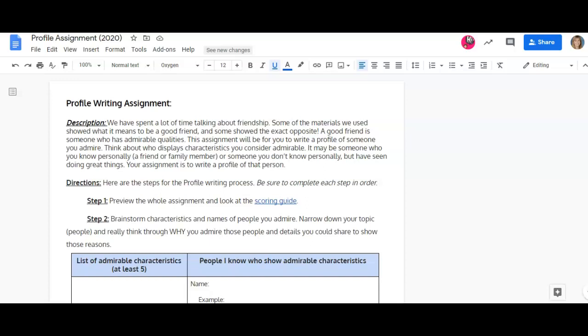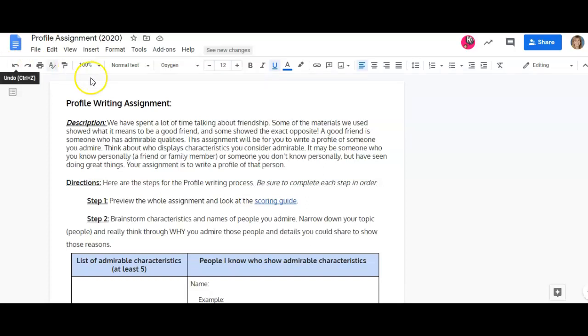Directions. Here are the steps for the profile writing process. Be sure to complete each step in order. Step 1, preview the whole assignment and look at the scoring guide. A wise student will always get an overview of what you're going to be doing in total and see what you will be graded on in each of the different categories. So we're going to go ahead and do that now.